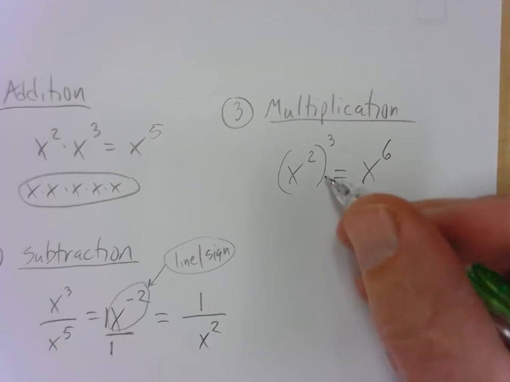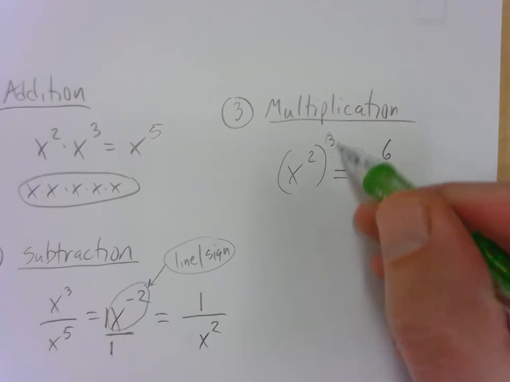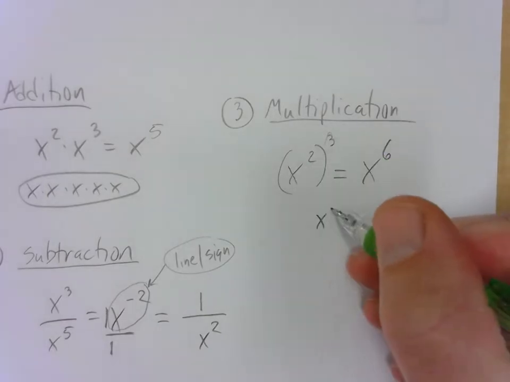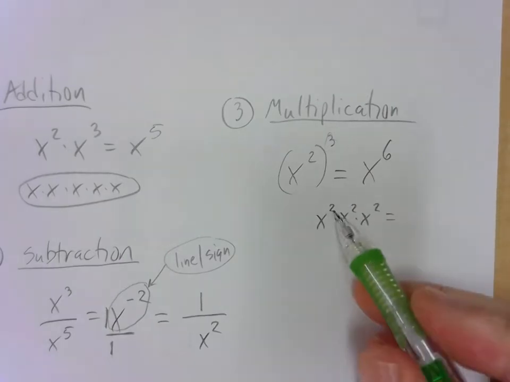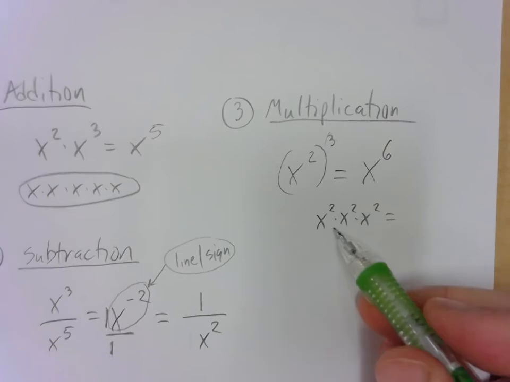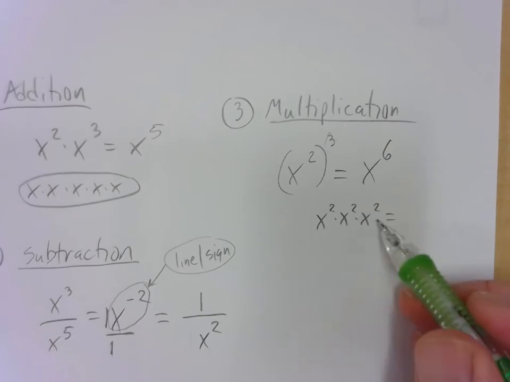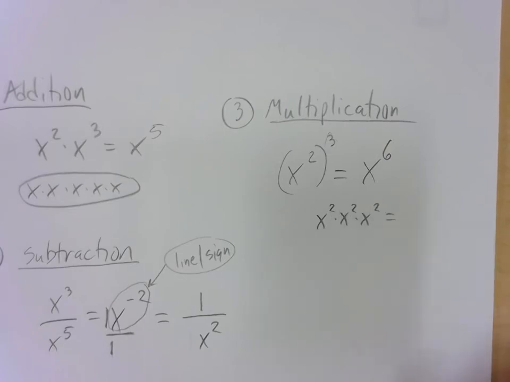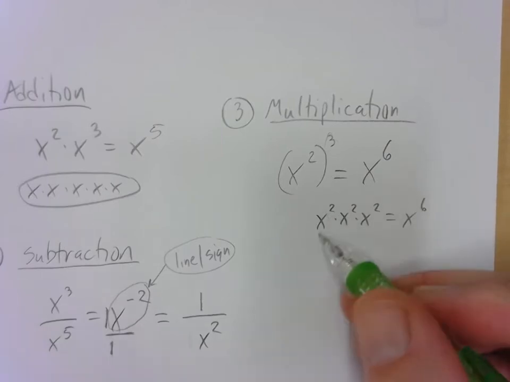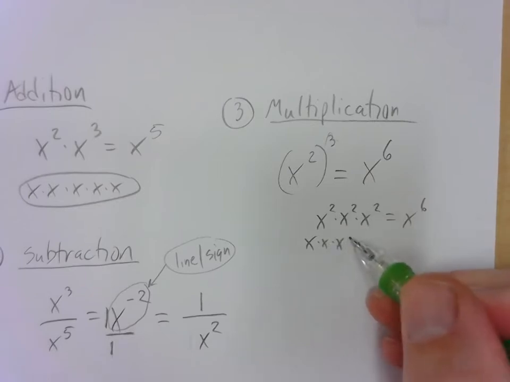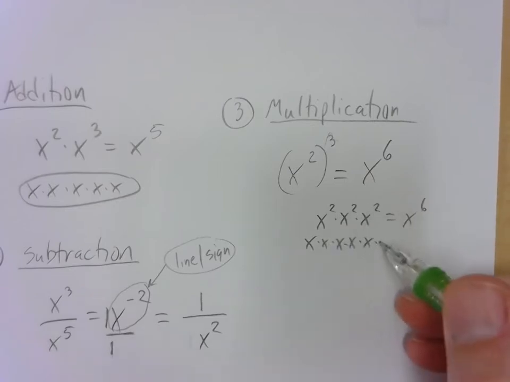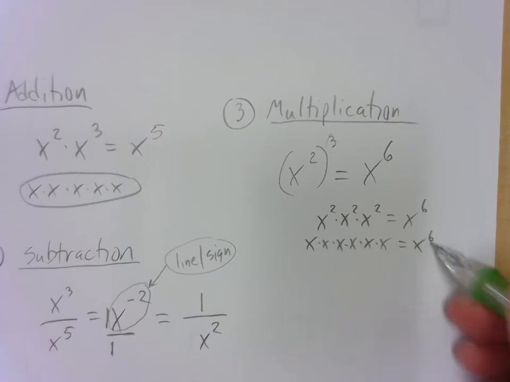Now, does that make sense? Because this 3 here means there's 3 of these. So it'd be x squared times x squared times x squared. So 2, 4, 6. So you would multiply, which means you're adding these together. So that would be x to the 6th. Or you could think about this as x times x, and then the x squared here is x times x, and this squared is x times x as well. So you get x to the 6th no matter how you slice it or dice it.